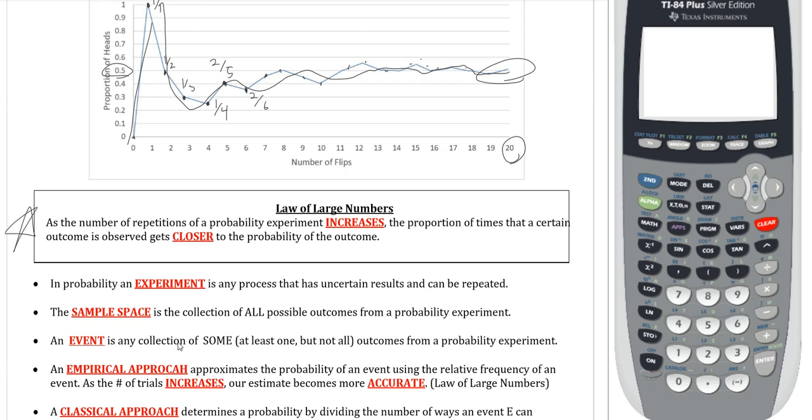The law of large numbers says that as the number of repetitions of a probability experiment increases, otherwise known as you repeat an experiment over and over again, like flipping that coin more and more and more, the proportion of times that a certain outcome is observed should get closer to the probability of that outcome. Notice that at the beginning I was getting a proportion of heads that didn't really match up with what I expected, 1 out of 2, or 50%. But as I went on, as I went closer and closer to a larger amount of outcomes, I should get closer to the actual probability of that outcome.